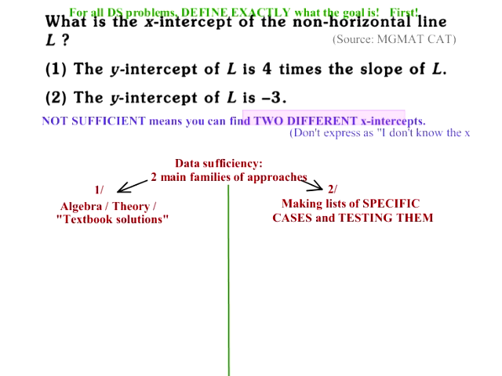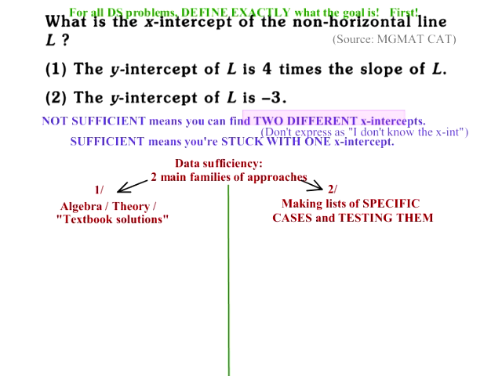Because it's not actionable. When people have trouble with data efficiency, the trouble usually stems from the idea that they don't have goals. They're just sort of wandering around the problem without a purpose. A big part of it is that you define these things in a way that is actionable. So two different x-intercepts. And then sufficient means that you can't. Sufficient means you're stuck with one, right? Make sure that you get that on the table before you do anything.